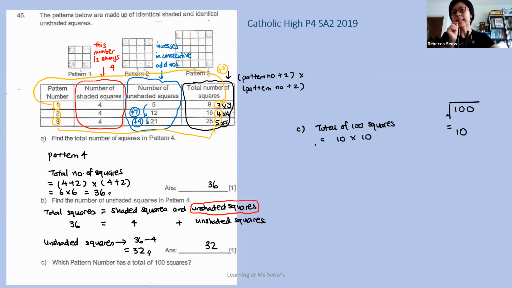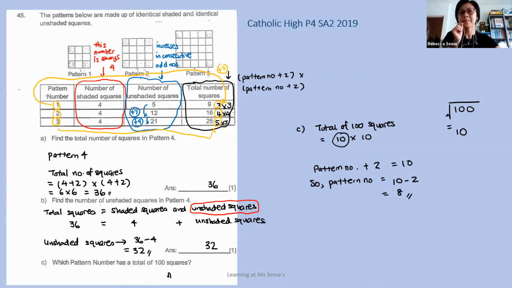So if this number here is actually the pattern number plus 2, 2 added to the pattern number to make 10, we can find the pattern number. So pattern number, and we add 2 to it, that gives us 10. So the pattern number is 10 minus 2, which gives us 8. So which pattern number? It is actually pattern number 8. All right, so that solves the first question.